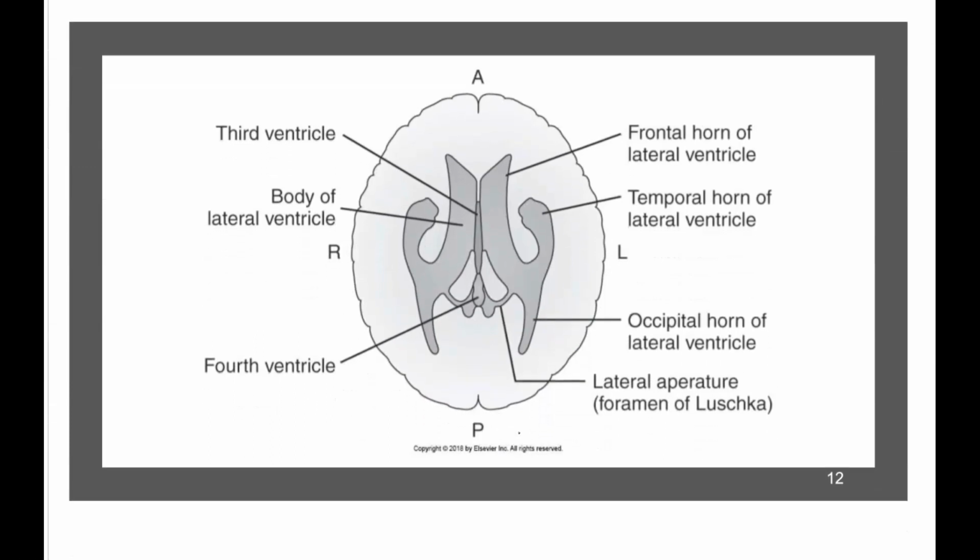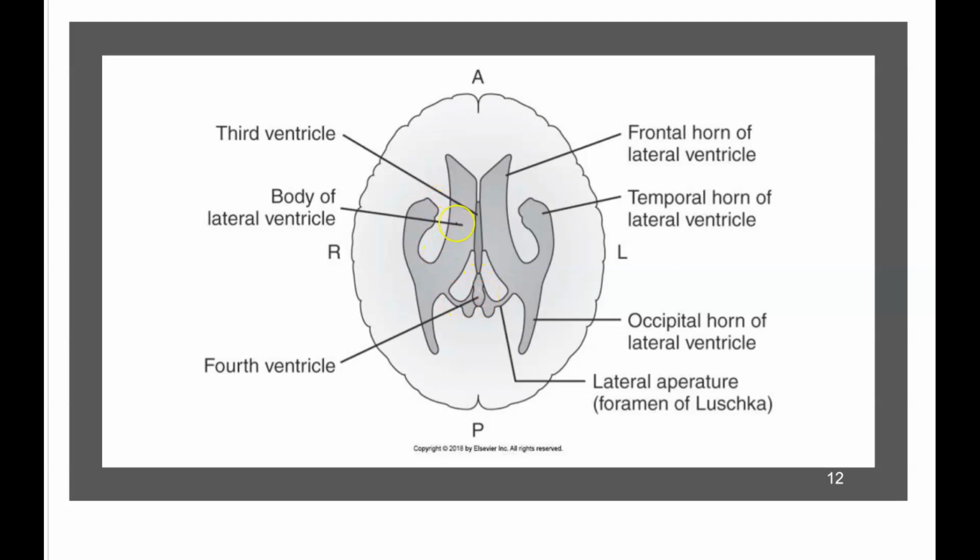So looking here, this is looking at the top down, I believe, and we've got the frontal horn of our left lateral ventricle. We have our third ventricle here in the middle. Here's the temporal horn of our lateral ventricle, the occipital horn, and our fourth ventricle is down here. So it goes third, cerebral aqueduct, fourth.